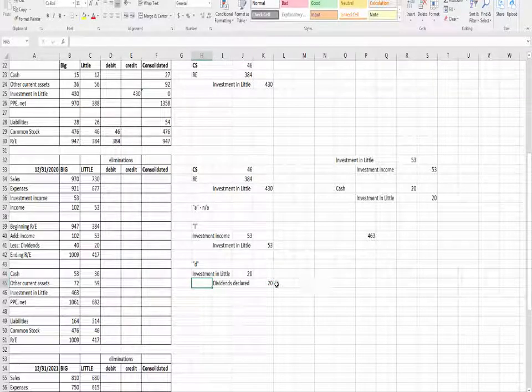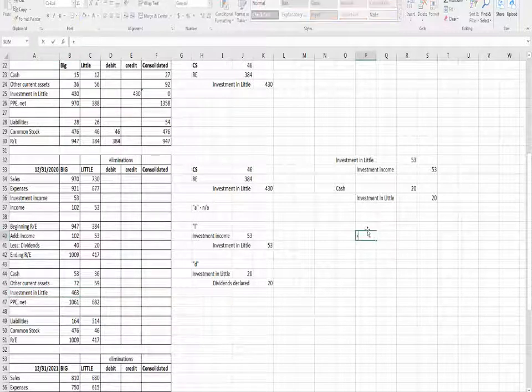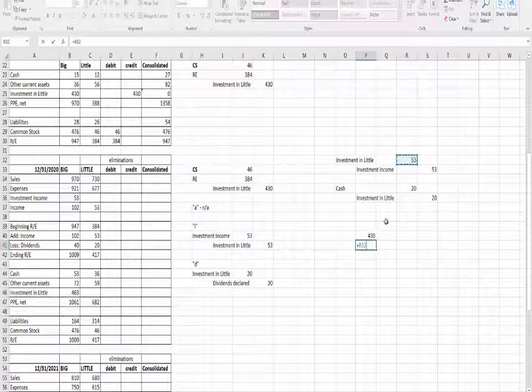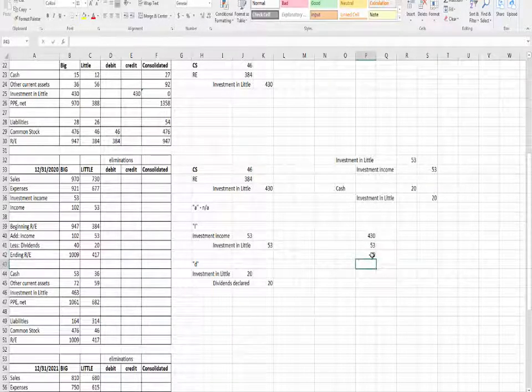So please note what we've done as far as this investment in Little account is concerned. Just as that investment in Little was created as our beginning balance plus our investment income minus the dividends we received, just as that balance was created in 3 parts, beginning balance plus income minus dividends, we're getting rid of it in 3 parts: beginning balance, income, dividends.